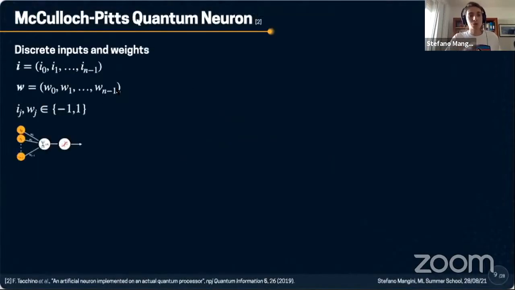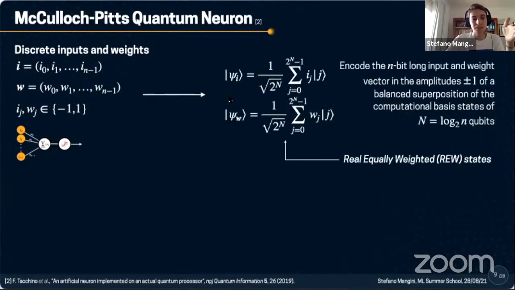First of all, let's try to make the McCulloch-Pitts neuron quantum. The McCulloch-Pitts neuron is like a perceptron, but it accepts and deals with discrete values. So the input vector is binarized, and so is your weight vector. We will take this as a starting point for our model, and we try to make it quantum. What we can do is, for example, introduce these quantum states.